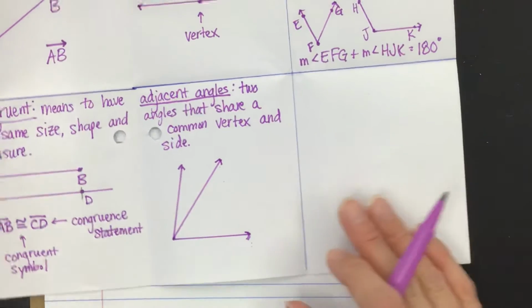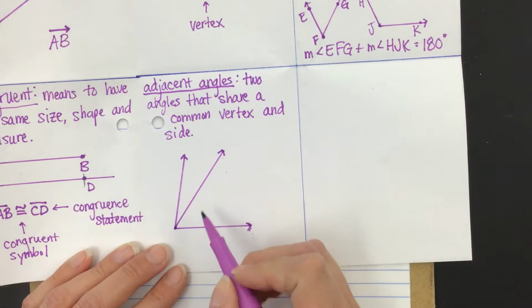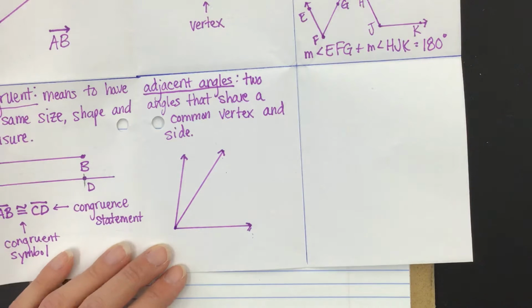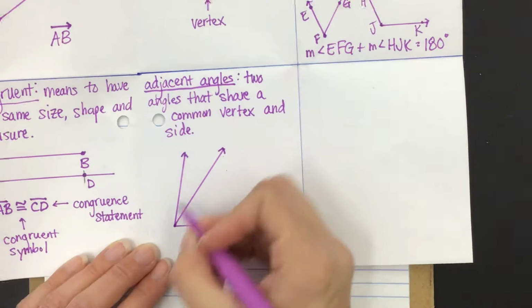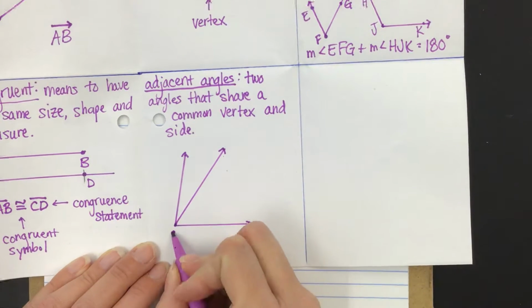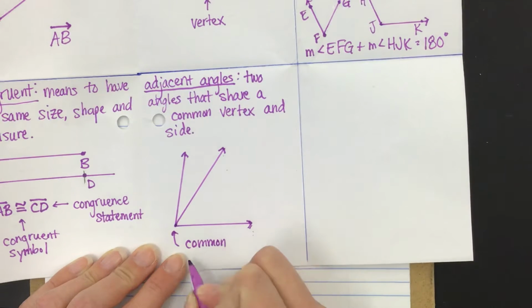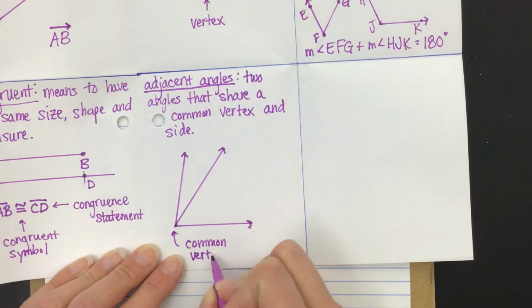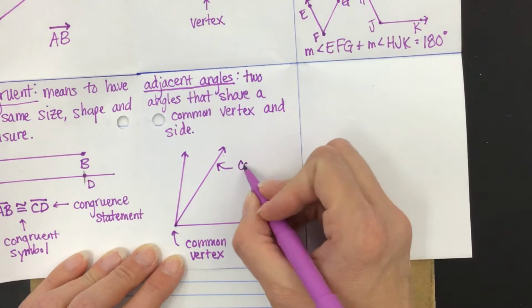So these two angles would be considered adjacent angles. Adjacent just means connected, right next to, okay? And notice that these two angles have a common vertex. They also have a common side.